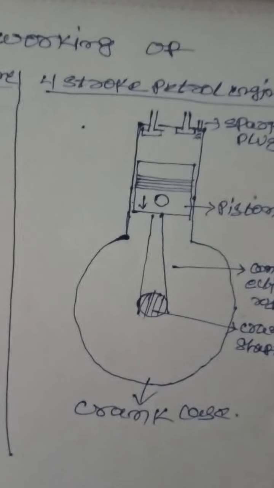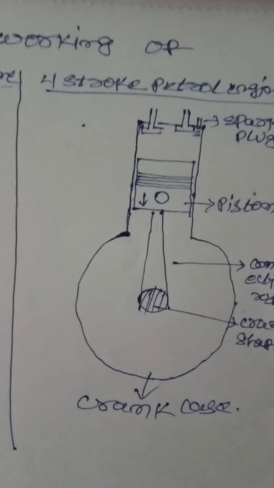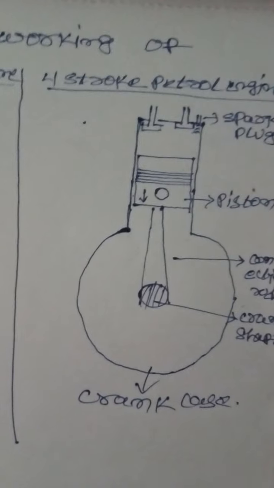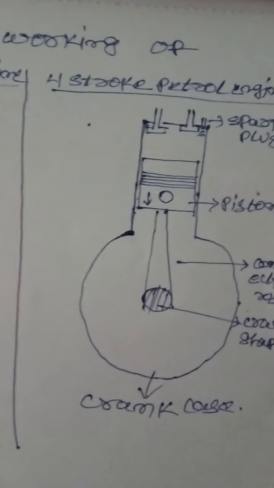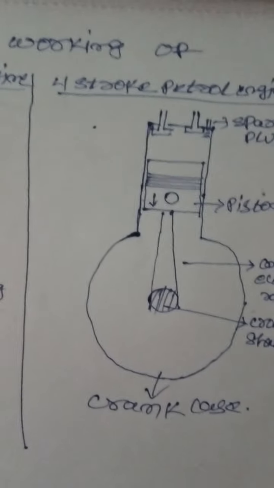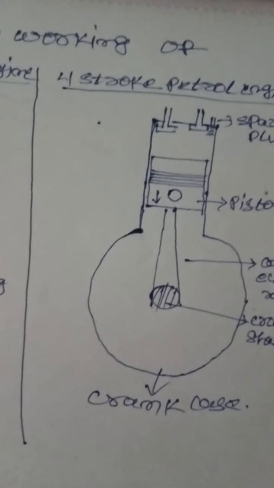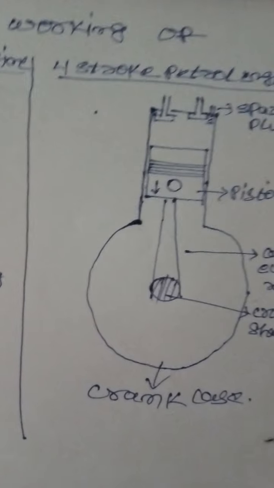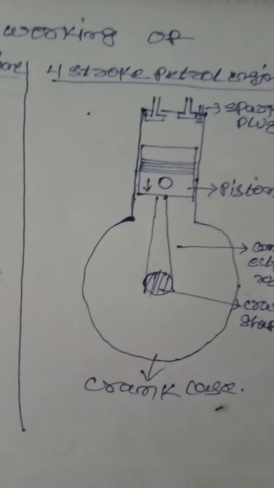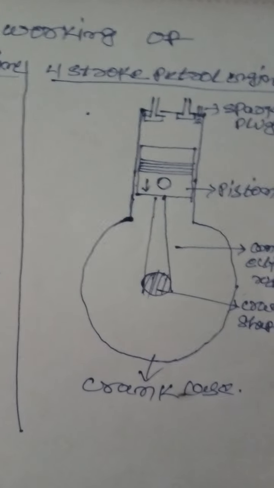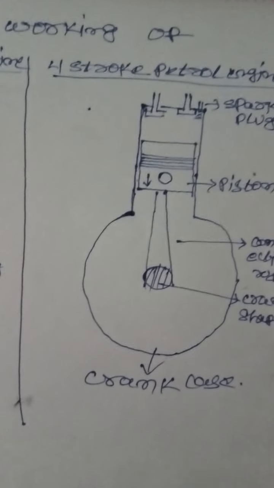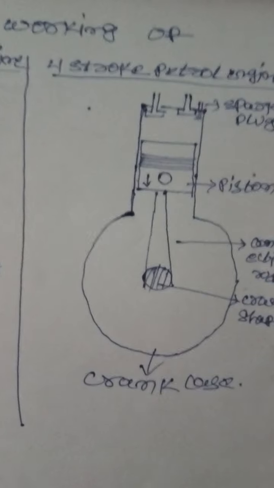Okay. And here, in the four-stroke petrol engine, during the suction stroke, the inlet valve opens and the outlet valve remains closed. So the fresh charge from the carburetor through the intake manifold enters into the combustion chamber, that is the space above the piston head and below the cylinder head.